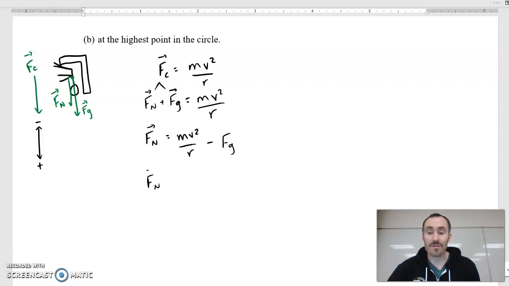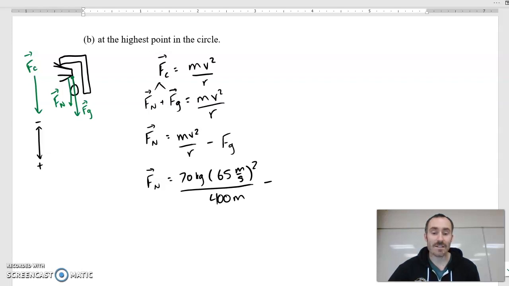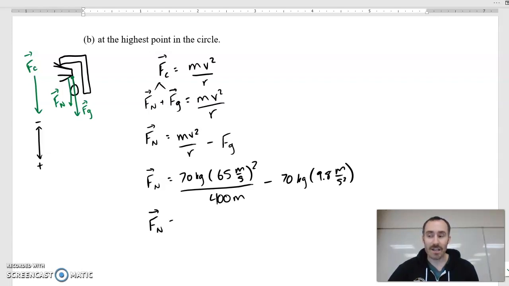And so the normal force is 70 kilograms times 65 meters per second, squared, divided by 400 meters, minus 70 kilograms times 9.8 meters per second squared. Okay, it's the exact same situation. It's just that I'm subtracting the force of gravity instead of adding it. And so the normal force that I get now is 53.4 newtons down.